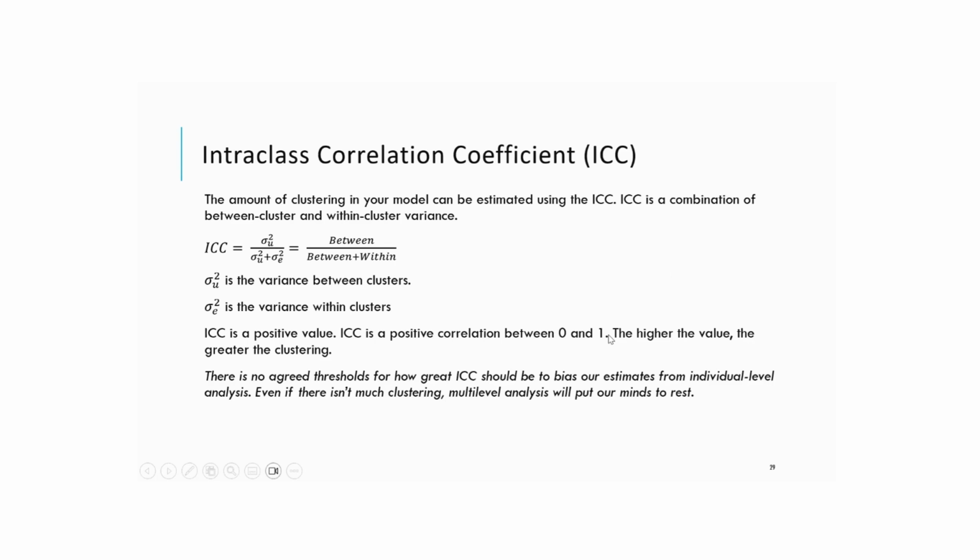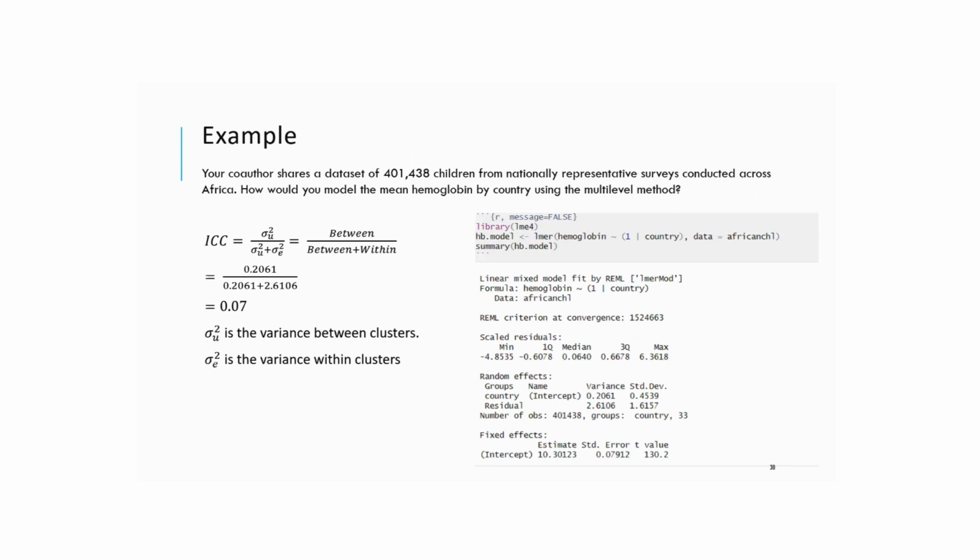Okay, and let us look at an example. But before we move on from this slide, we're saying there's no agreed threshold for how great an ICC should be that it would bias our estimates. However, it gives you a sense of to what extent the clustering may be affecting your model. So let's look at an example that would help us understand.